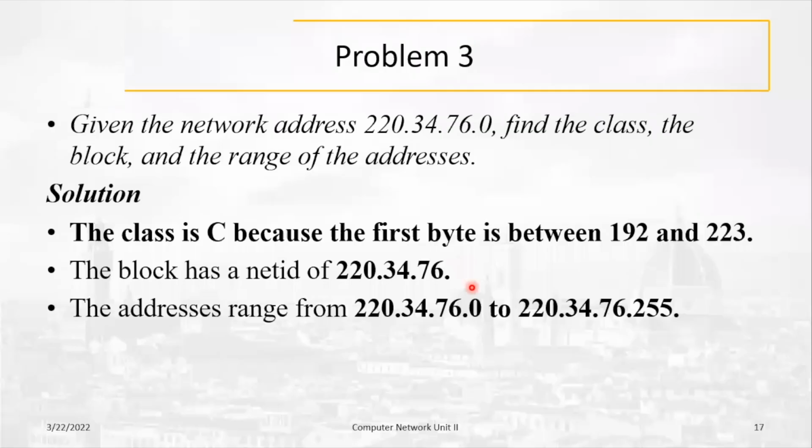Again, the address range is given wrong here. You can make it 1 to 254. And this is the network address, and this is the broadcast address.